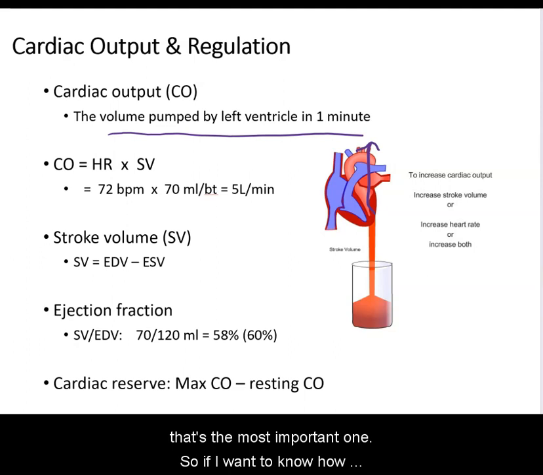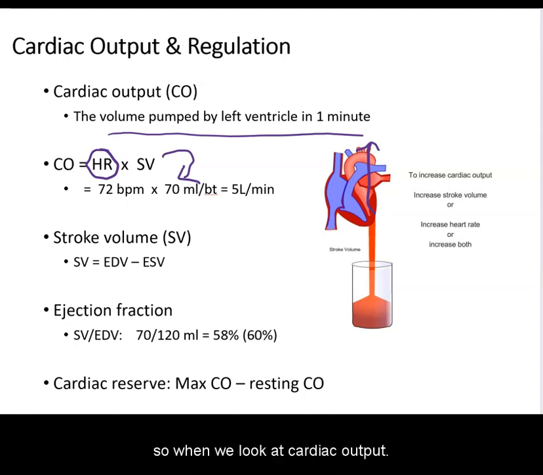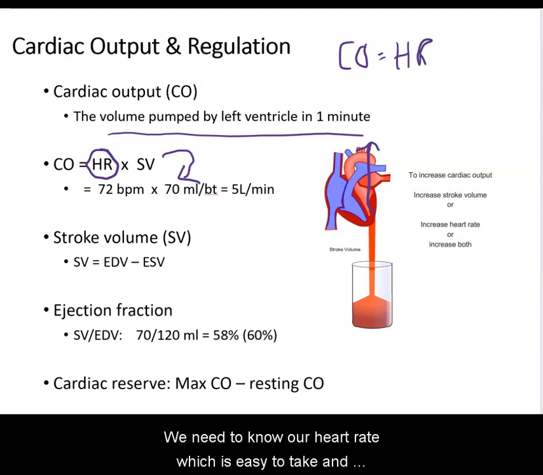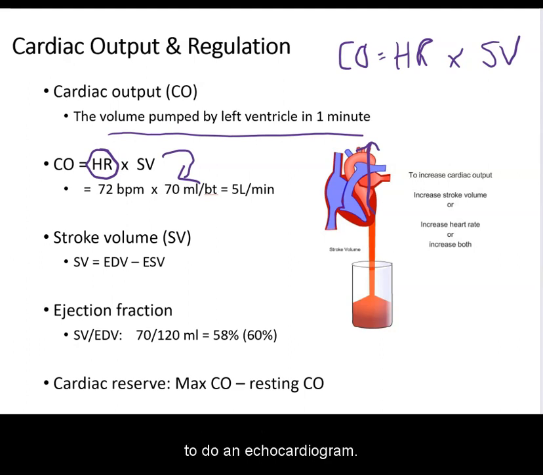So if I want to know how much blood leaves my heart in a minute, I have to know two things. I have to know how many times it is pumping per minute, my heart rate, and then I also have to know how much blood it is pumping out every time it beats. So when we look at cardiac output, we need to know our heart rate, which is easy to take, and our stroke volume, which we estimate. It's kind of hard to measure a stroke volume. You would really need to do an echocardiogram.